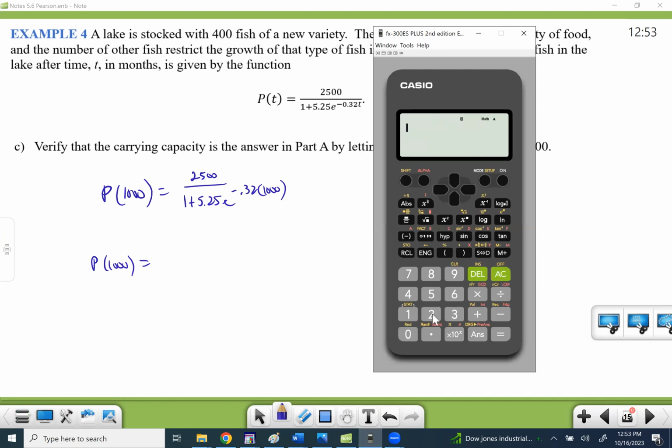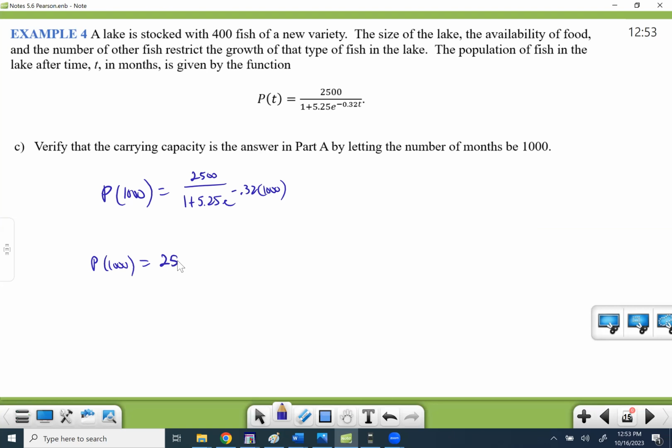Let's see where this one's set at. Oh, hold on. Push up arrow. Will it bring it back? Yeah. Okay, so then let's just go in here. Put 1,000. Yep, this one says 2,500 also. So that looks good.